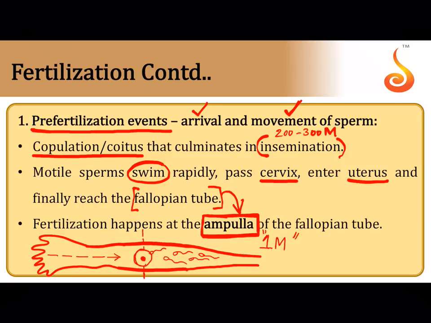Is that clear? So this is what should happen before fertilization. Simultaneously, the egg or the secondary oocyte and the sperm need to be transported and they need to reach the ampulla to ensure that fertilization is successful. Is that clear to all of you? Fine.